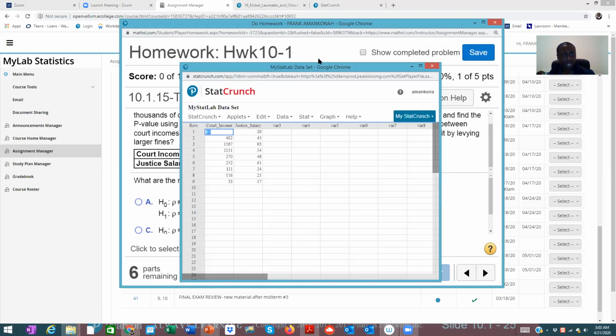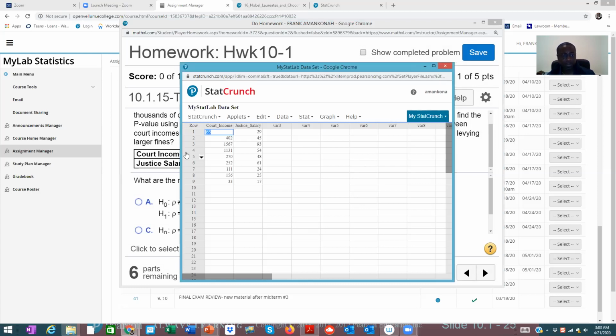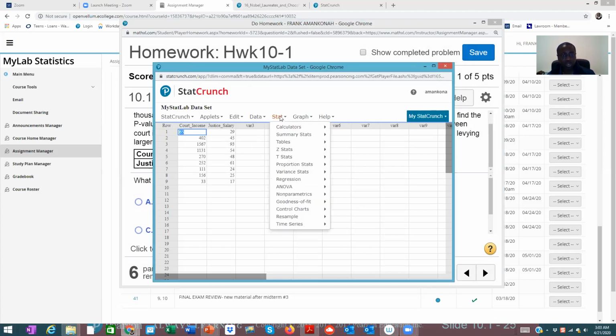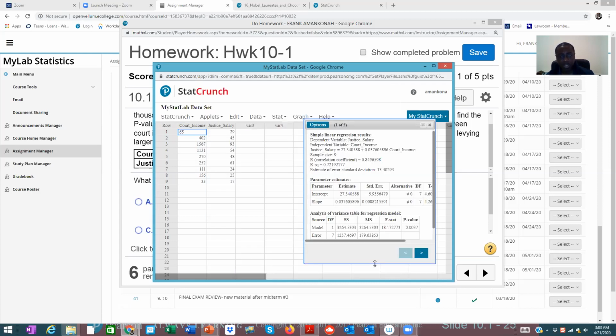Making sure that I'm sharing that screen with you so you can see what I'm doing. Okay, so we go to statistics, then regression, and simple linear. My X is the first variable, that's court income. And then Y is the justice salary. Let's compute that.